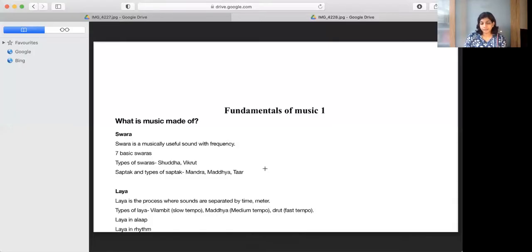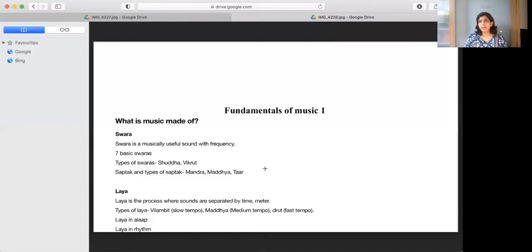What is laya? Now, laya is the process where sounds are separated by time. It is also known as the meter, broadly speaking. So, laya is different from taal. Laya is different from rhythm. Many people confuse the terms, but laya is different from taal and rhythm also. Laya is constantly flowing. Laya does not stop for anyone.